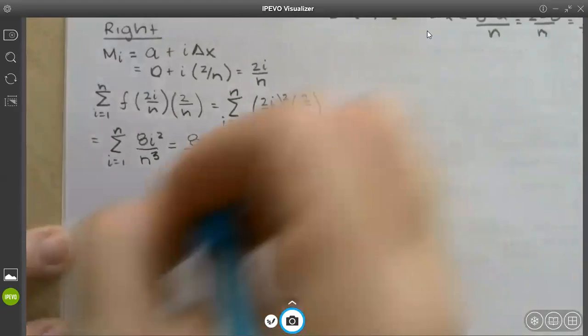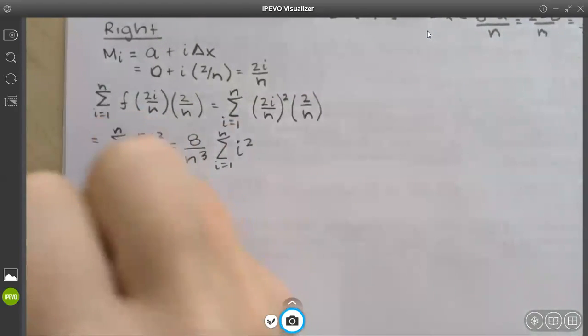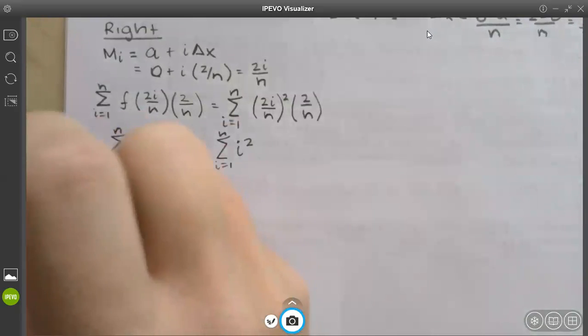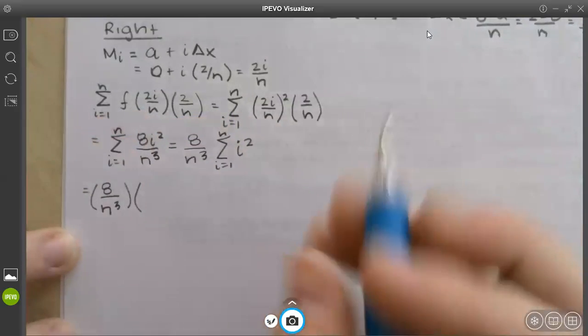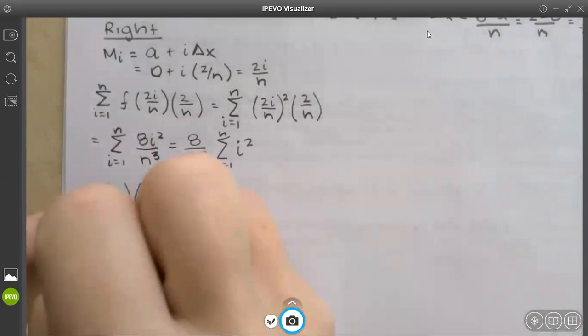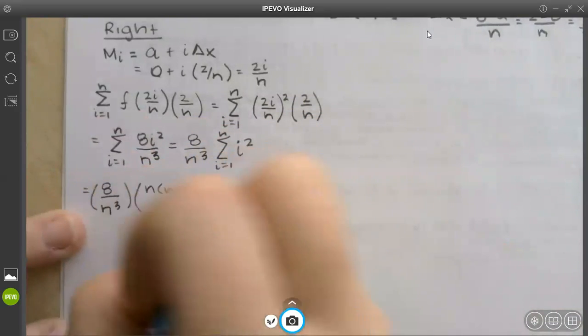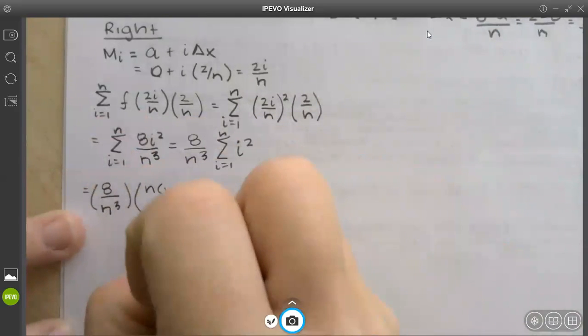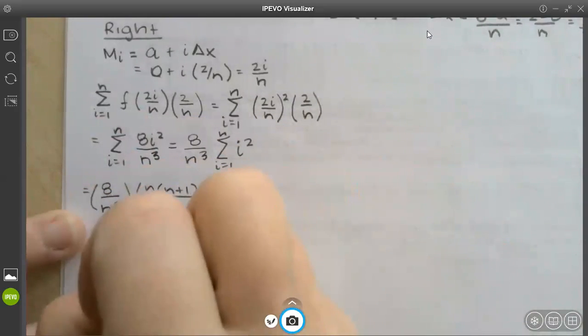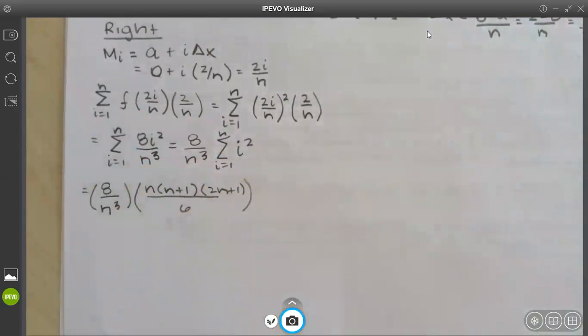For the i squared, right? So we get 8 over n cubed. The summation of i squared is n plus 1, 2n plus 1 over 6. So your book would go from this to the final answer. Done. So I have to work it out so that you guys can see it. So there's no formula. Now we got to simplify. That's it. So at this point, you're done except for simplification.